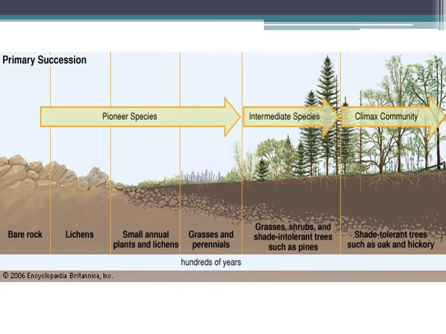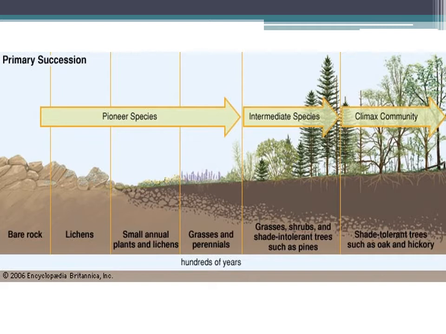Here you can see the graphic of primary succession and how you're starting off with the slow process of pioneer species, taking hundreds of years to develop a soil base on top of this bare rock. And from there, you start to see grasses start to creep in, and then you start to see shrubs and some larger trees starting to crawl in at the end until you finally get your climax community.